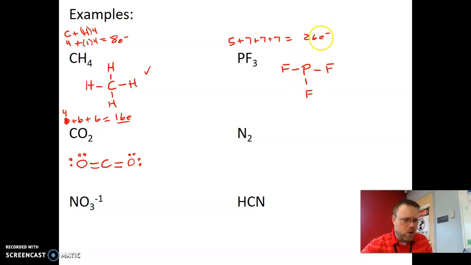How many electrons out of the 26 have I already used? There's 2 in every dash, so I've used 6. Then we want to add in dots until we get up to the total of 26. And remember, you're trying to get 8 electrons around as many atoms as you can.